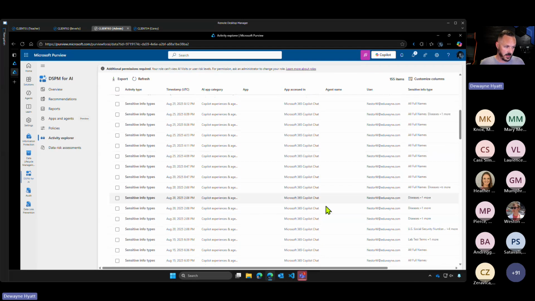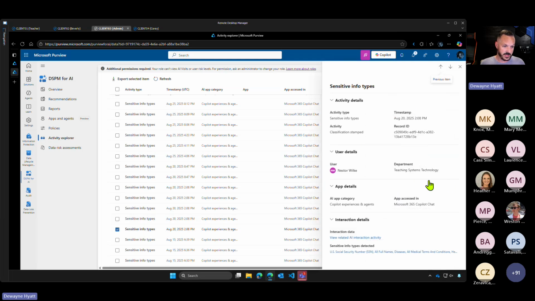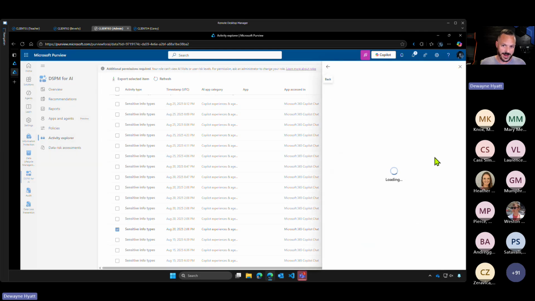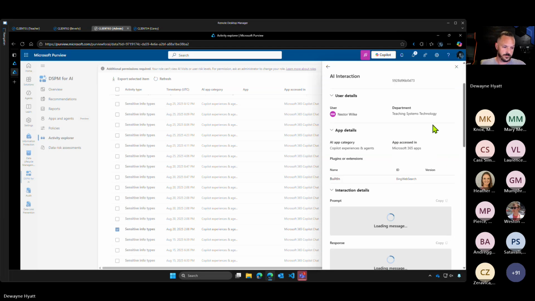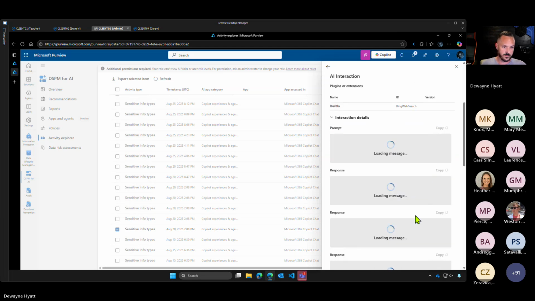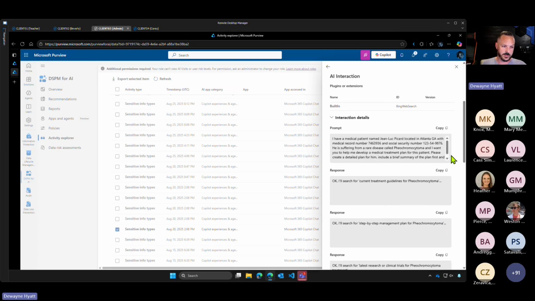I'm going to go down here to August 20th at 2:08. Nestor got flagged for social security number and 4 more. What in the world is this guy doing? Okay, he used Copilot chat. He's from the Teaching Systems Technology Department. So there's the user data. Let's view the related AI interaction and see what comes up. Eventually. Probably. There we go. All right.